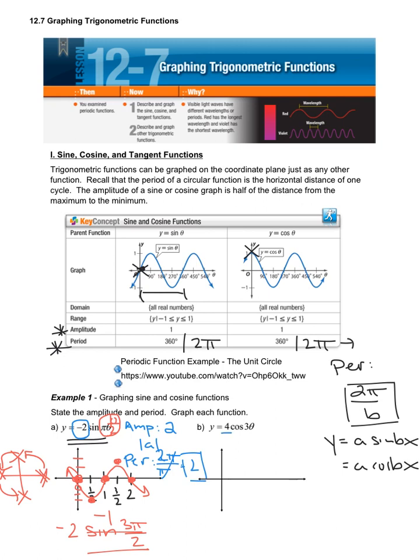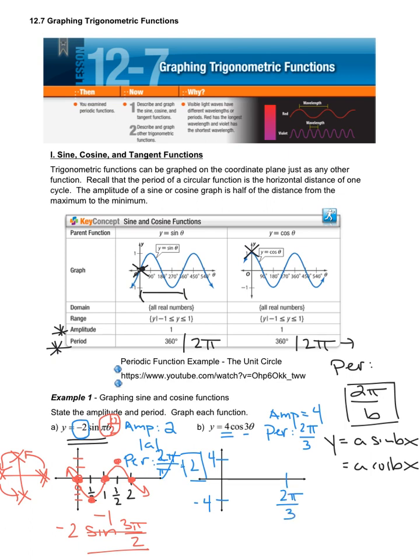So, looking here, our first step is always figuring out the amplitude, which in this case is 4. So my graph is going to go up to 4 and down to negative 4. The second thing you want to determine is your period. Our period's always 2 pi over b. B in this case is 3. So I know my period is 2 pi thirds.